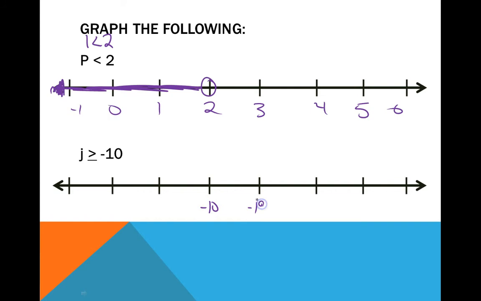Negative 10 goes in the middle. Then I go negative 9, negative 8, negative 7, negative 6, negative 11, negative 12, negative 13. Open circle or closed circle? Closed circle. Do I shade left or right? Right. Alright. Good. So hopefully those are making sense.